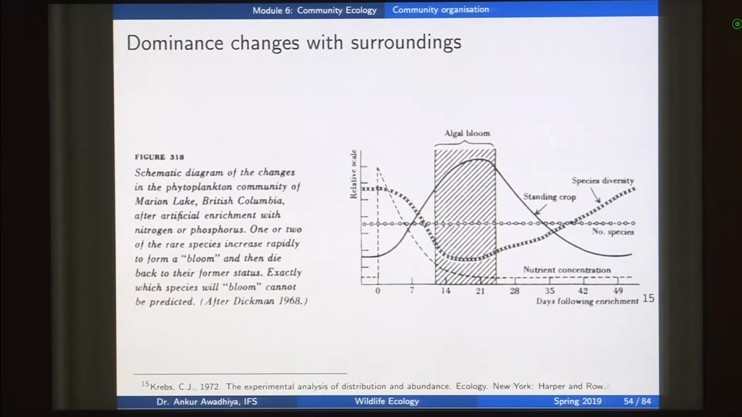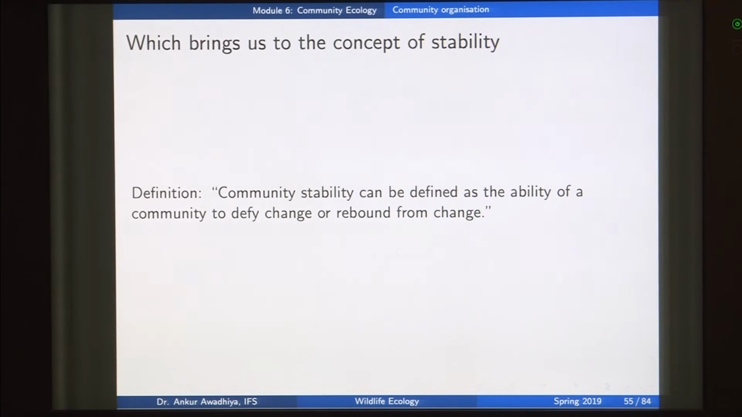So, how is any community able to bring itself back to the normal? Well, it is able to do so because we have this concept of stability of different communities. Community stability is defined as the ability of a community to defy change or to rebound from change.